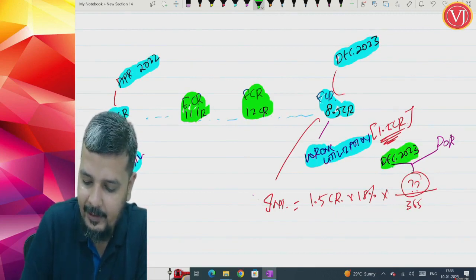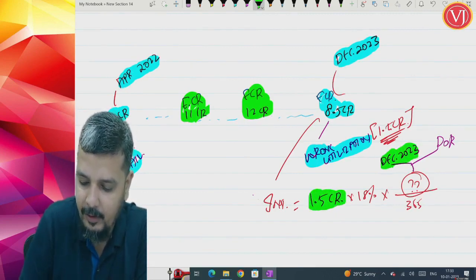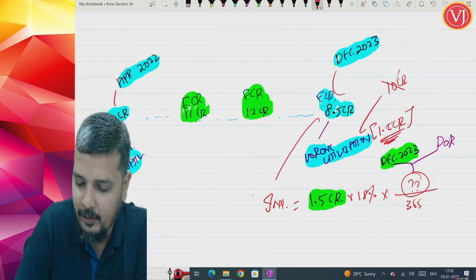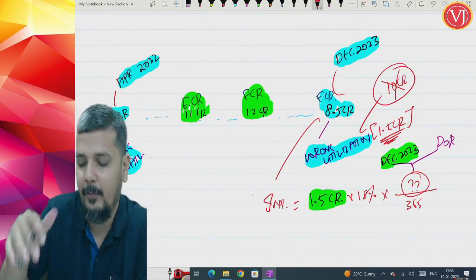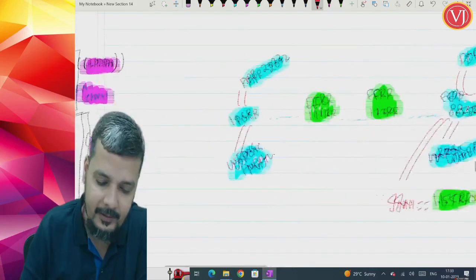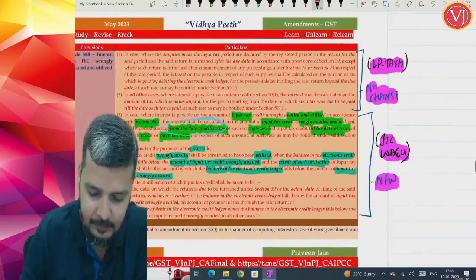And secondly, my interest will be only on 1.5 crores because wrong utilization is not of the full 10 crores. As of now, my credit balance is still 8.5 crores. So wrong utilization is only of 1.5 crores. That is what this explanation is trying to tell.